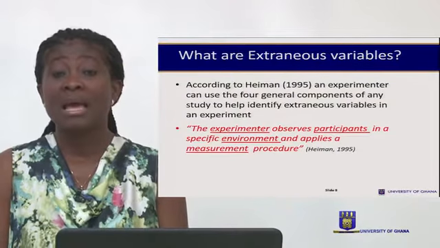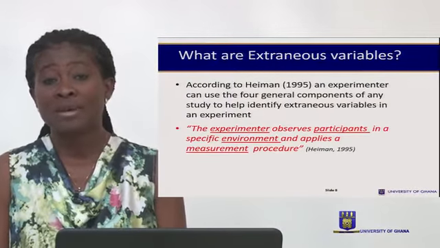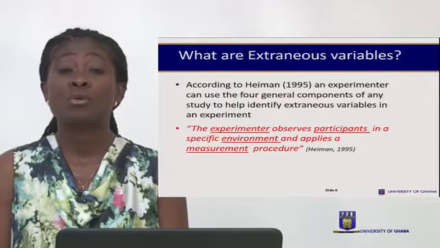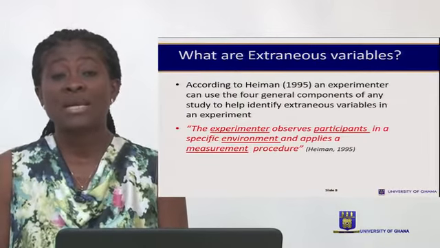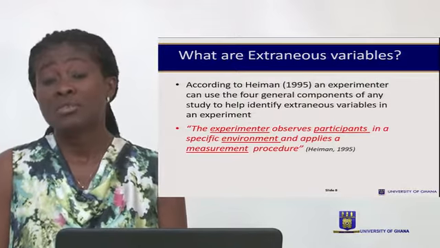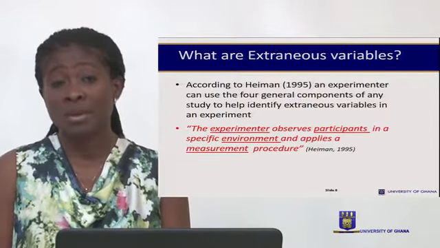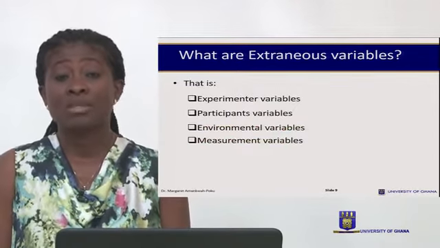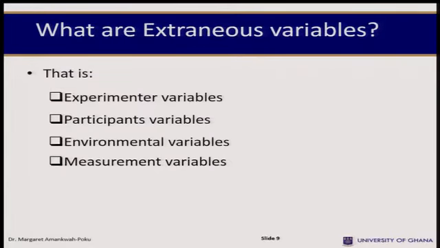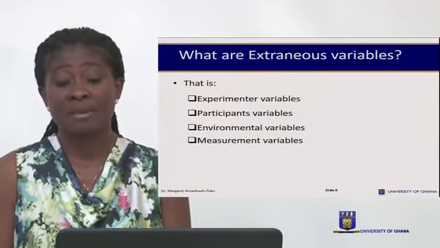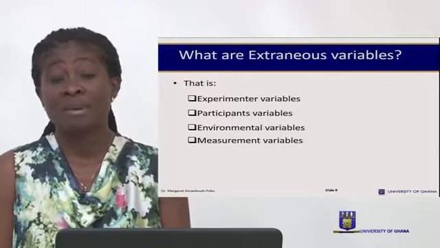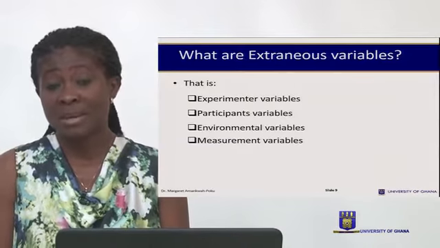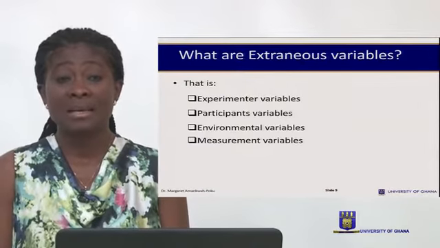So you will notice that I've underlined 4 different words, and this is what you focus on as an experimenter to be able to identify the possible extraneous variables that can confound your experiment. So focus on the experimental variables, the participant variables, the environmental variables, and the measurement variables. So for example, if you take the experimental variables, will the presence of the experimenter affect the responses that participants make? Yes, that can happen.